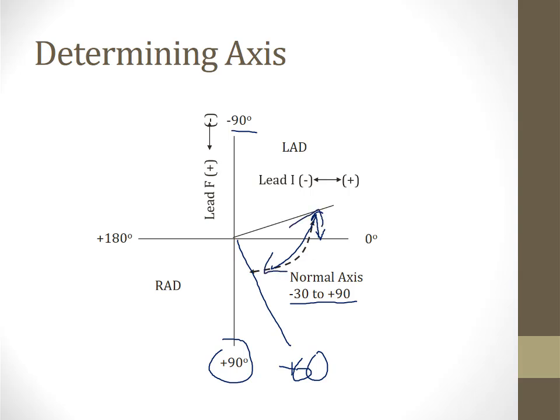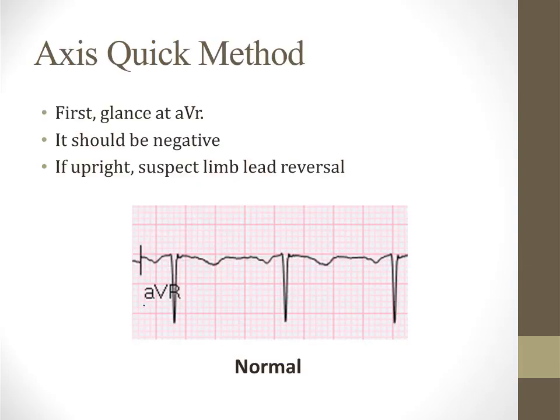If you've got a positive QRS vector in lead 1, that means you've got a line going in this direction. And if you have a positive QRS vector in lead 2, that means you have a line going in this direction, and therefore their summation is going to be somewhere in this range here, which is normal. Now in reality, nobody ever calculates an exact number for the QRS axis. Instead, most of us use a quick method to determine whether the axis is normal, leftward deviated, or rightward deviated. So let me go over that quick method now.